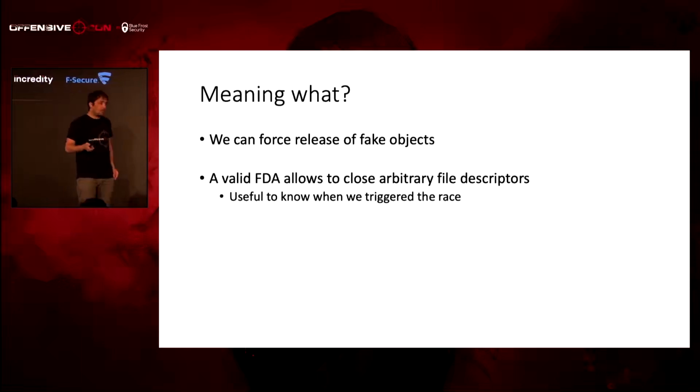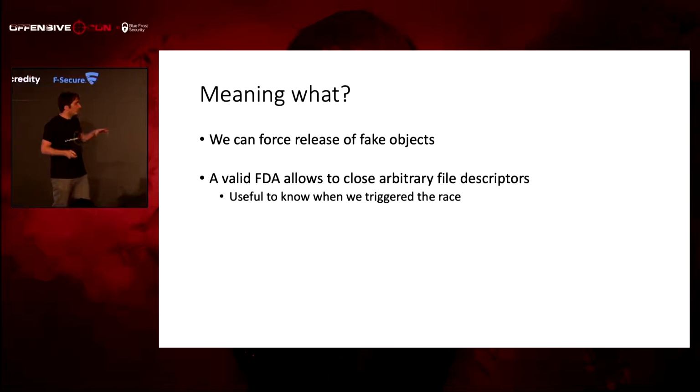One of them is valid file descriptor arrays. And actually, this is very useful. You would say, what do I do with a closed file descriptor? But there are some things you can do. For this particular bug, we use this to know whether we triggered a race or not. We have a thread just looking at the file descriptor, and we have the race thread release the file descriptor. And when our thread says invalid file descriptor, then we know we won the race.